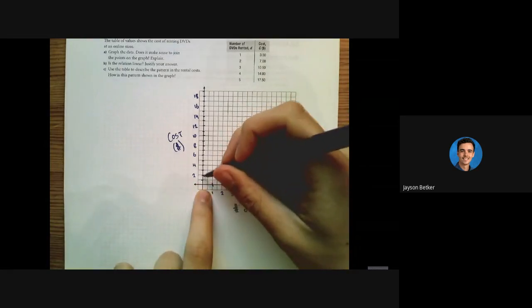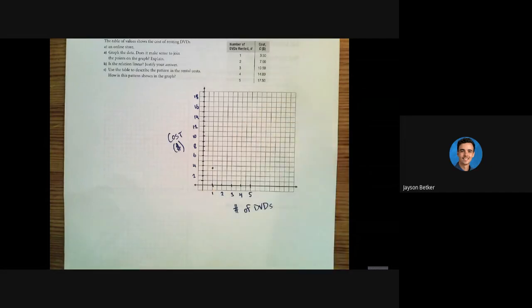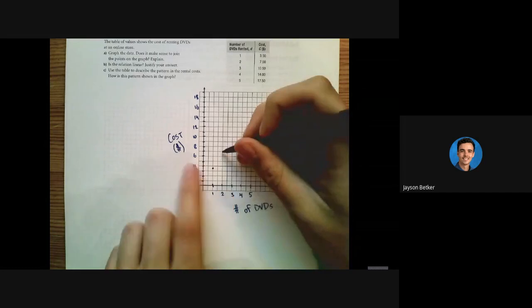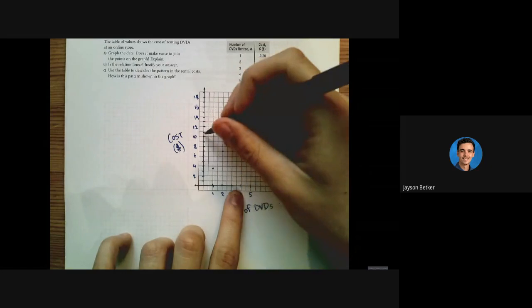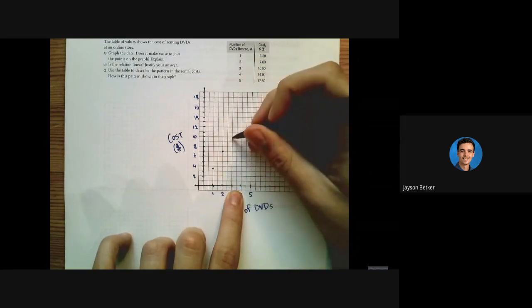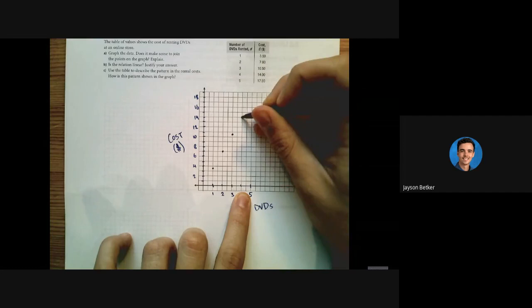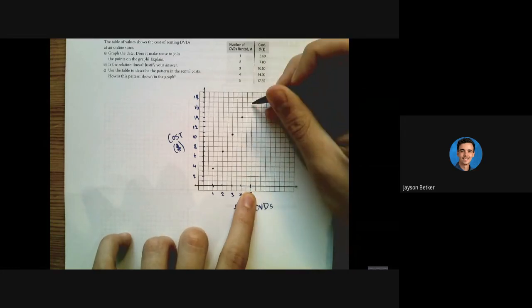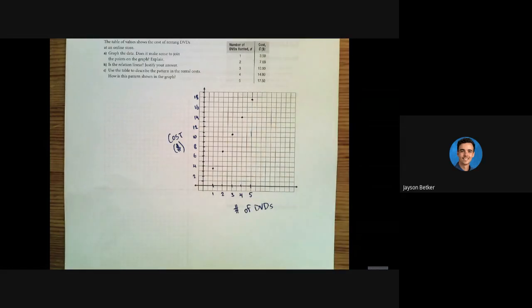Okay, so when I'm at 1 DVD, it costs me $3.50. So I go 1, 2, 3, and it's going to be halfway in between, so right there. And when it's 2, it's $7, so I go up to in between 6 and 8, 7. And then 3 is $10.50, so 3 up to in between 10 and 11, right there. 4 is 14, so 4 all the way up to 14. And then 5 all the way up to in between 17 and 18, 17.50, like that. There we go. We've graphed the data successfully. That's part A.